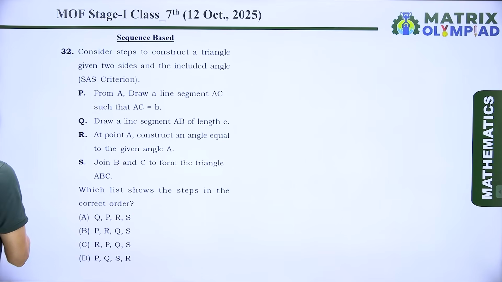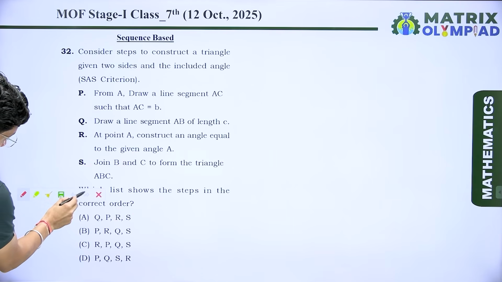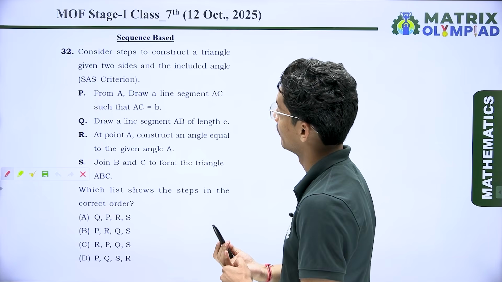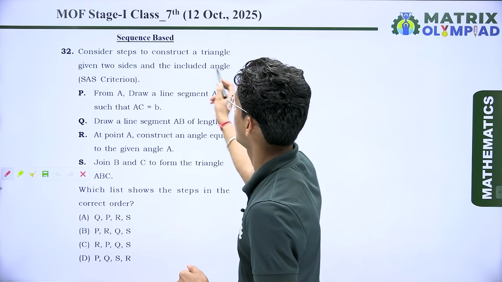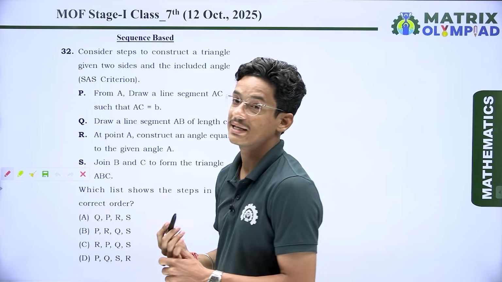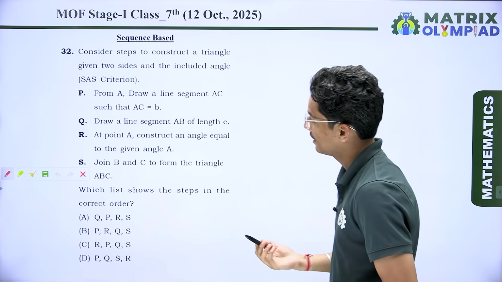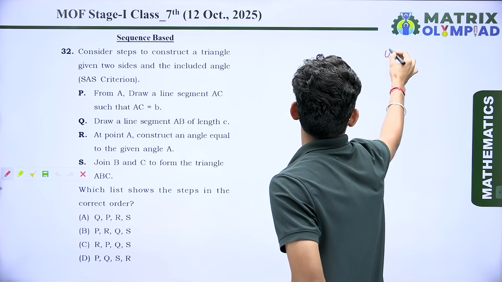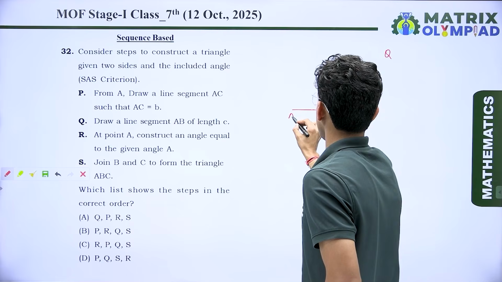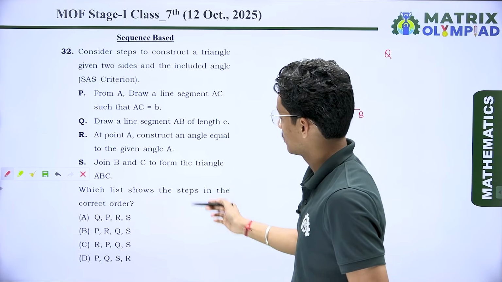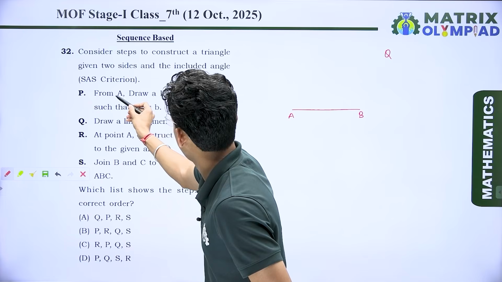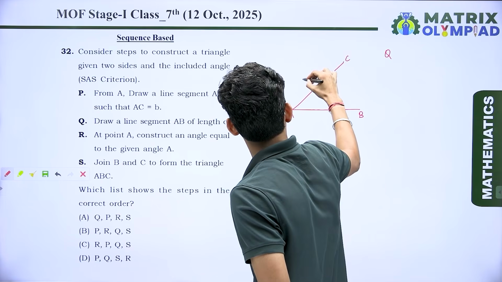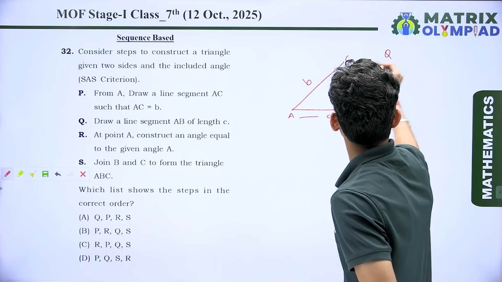If I talk about the next question, which is based on sequence, the question is: consider the steps to construct a triangle given two sides and the included angle, and we have to use the SAS criteria. For this criteria, first we draw a line segment AB of length C. It means first we take Q. After drawing line segment AB, next from A we draw a line segment AC, which is equal to B, and here we have C. It means we take P.